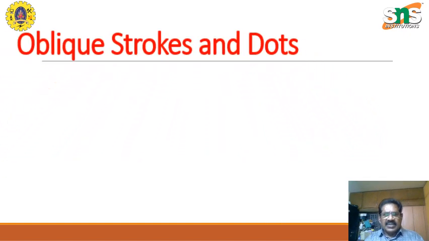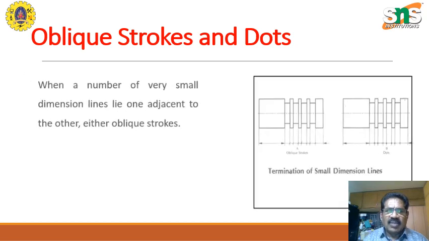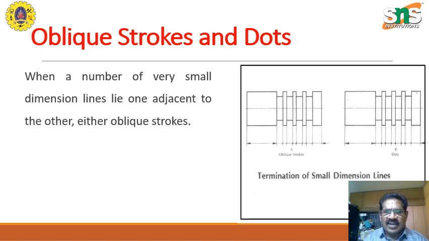Okay. The next one is the oblique strokes and dots. When a small number of dimensions lie adjacent to each other, if they are very nearby, then putting arrows will look very clumsy. So you can put a small tick mark there, and the tick marks are very small, and they pass through the intersection point there. That is one way, or you can put some dots also. Drawing dots is going to take time, but oblique strokes will be a much simpler and easier one to do.